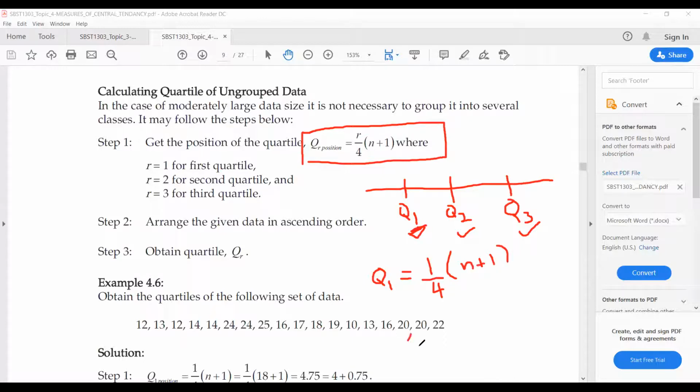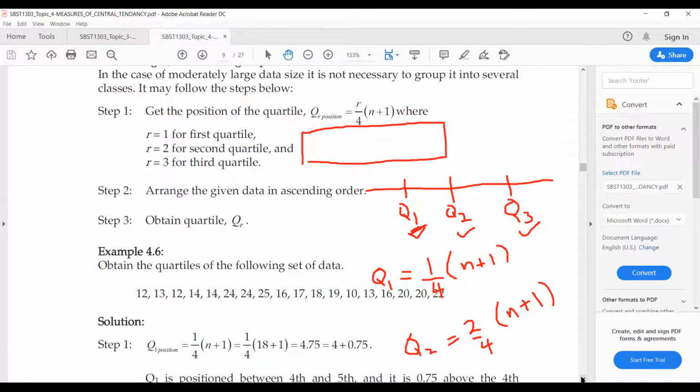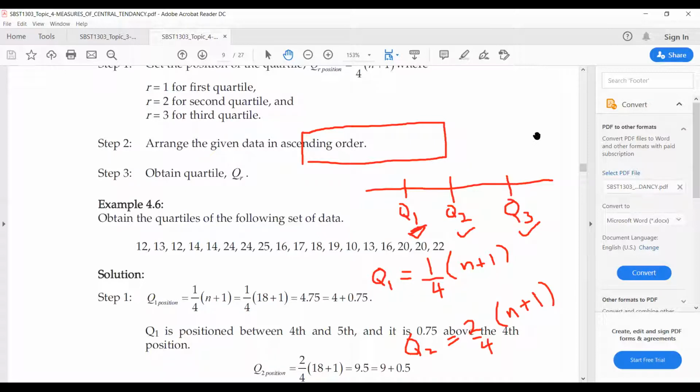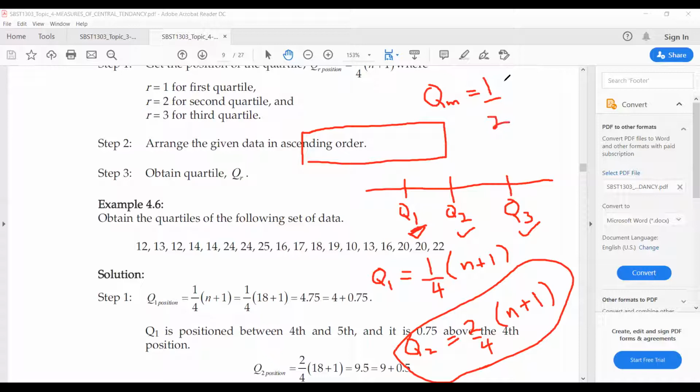And then for Q2, R is 2. So it's going to be 2 over 4 into bracket N plus 1. Okay, good. Now, if you look at it carefully, you realize that the formula for the median was obtained from this. The formula we used for the median was 1 over 2 into bracket N plus 1. You can clearly see that 2 goes into 4 twice. So in actual fact, the second quartile here is the median.